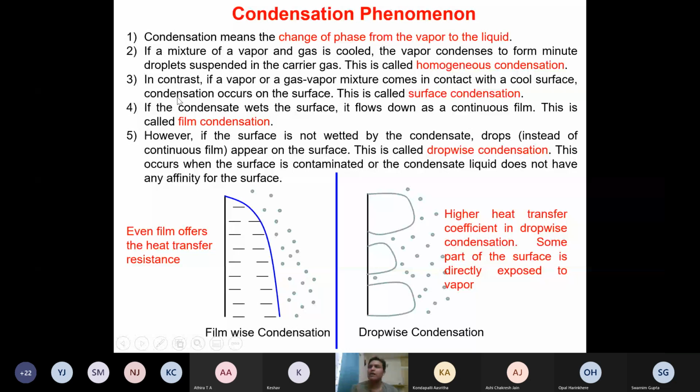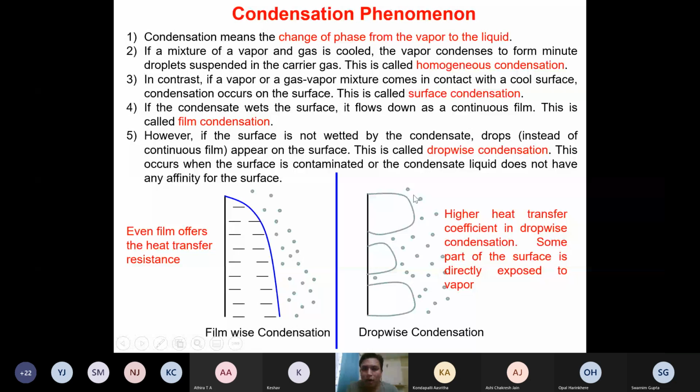Whenever the condensate does not wet the surface, so if the surface is not wetted by the condensate, drops instead of a continuous film appear on the surface. As you can clearly see here, drops of the liquid are formed on the surface, so there is no continuous film. Vapor is coming in contact with the cool surface and starts forming drops like this, but there is no continuous film. This type of condensation is referred to as drop wise condensation. This occurs when the surface is contaminated or the condensate liquid does not have an affinity for the surface.